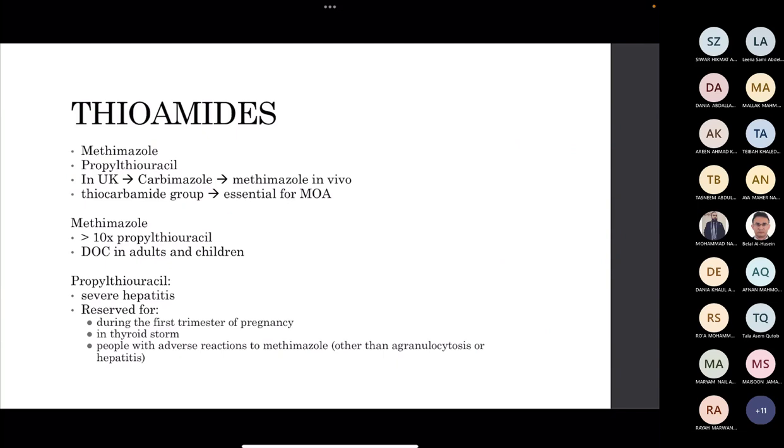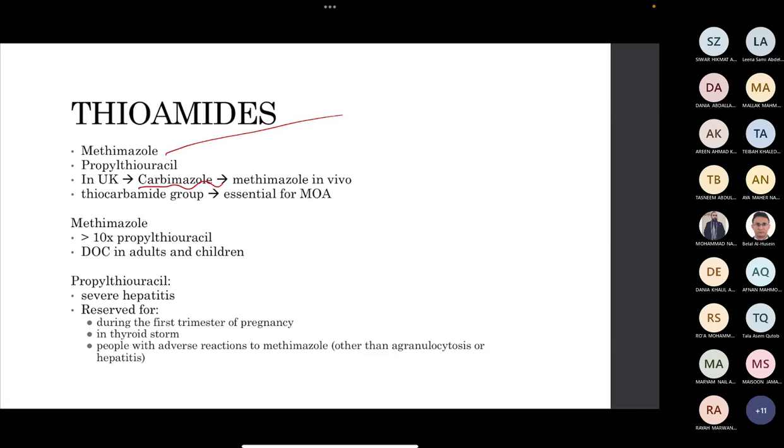Now, thiamides, we have multiple agents. We have, for example, the most popular propylthiouracil, we have methimazole also, and we have carbimazole, which is not used in the US, only in the UK. It may also be available here in Jordan.